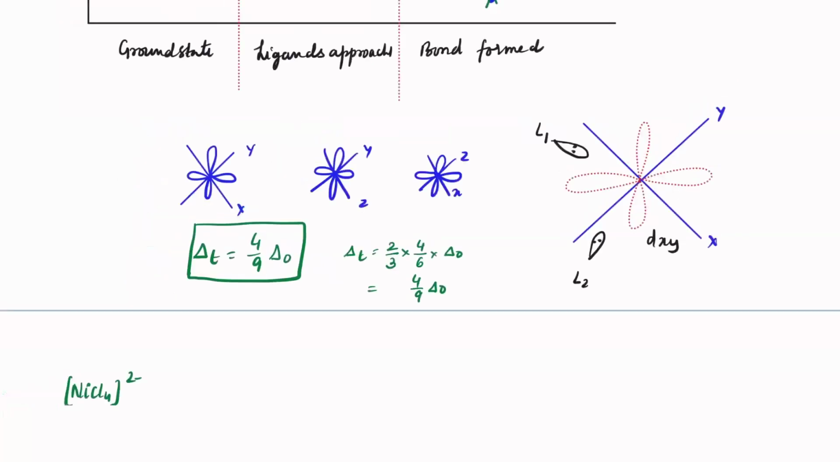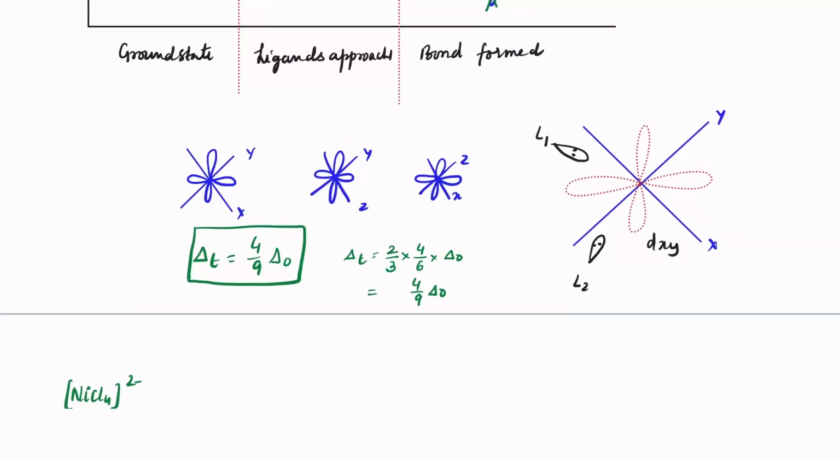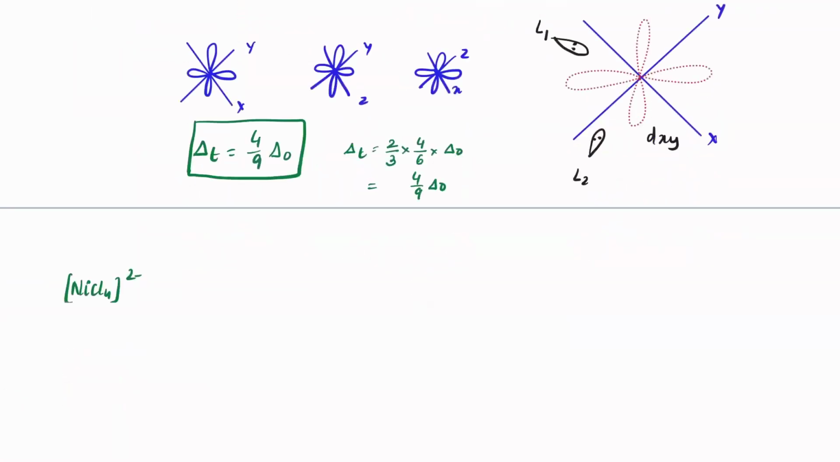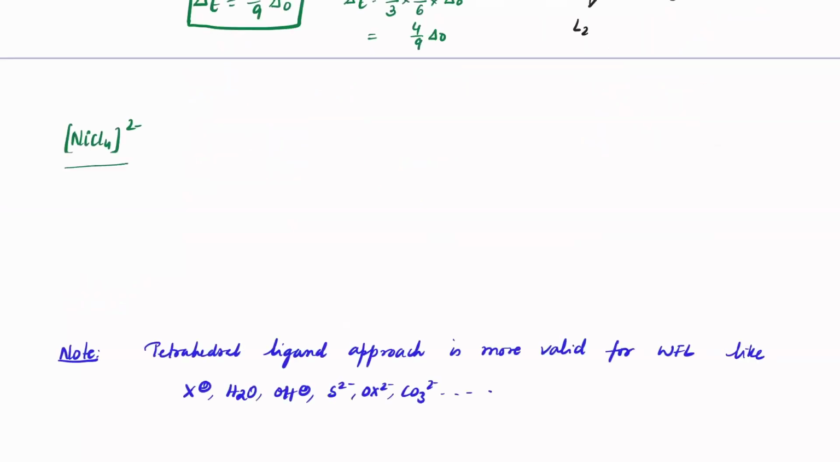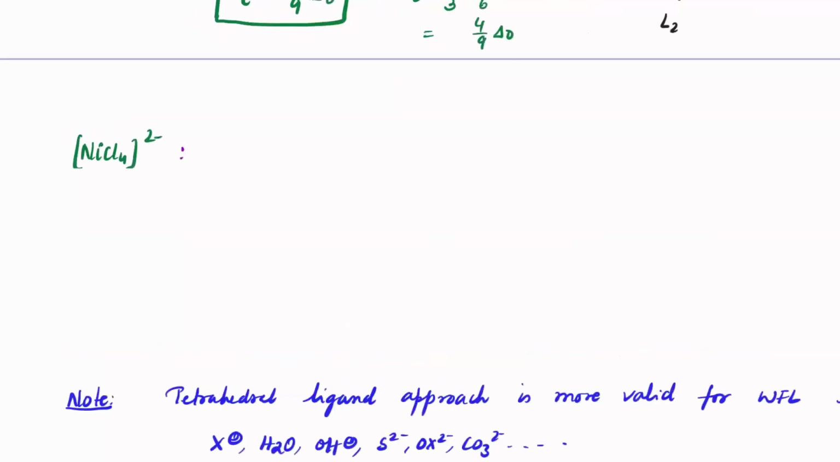Okay. Which clearly suggests that this kind of splitting when you have four ligands is more applicable for cases where there are weak field ligands. For example, in this case, NiCl4 2 minus. If I put the primary valency in this case is 2. Secondary valency in this case is 4. Got it?